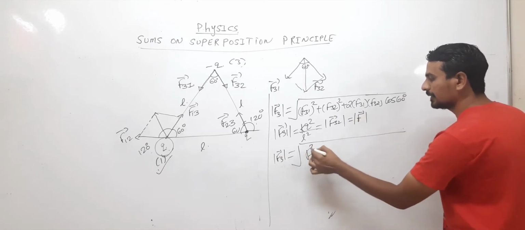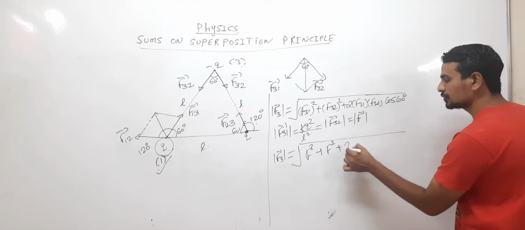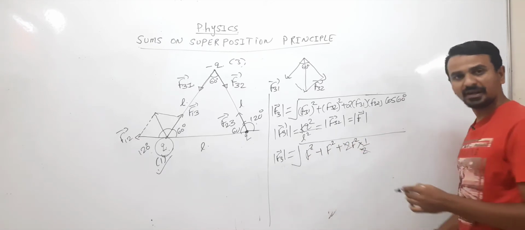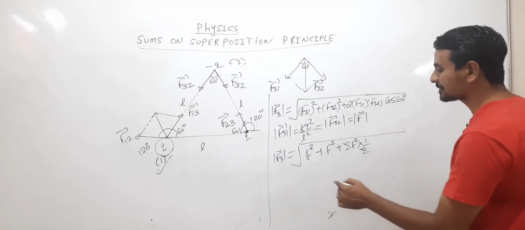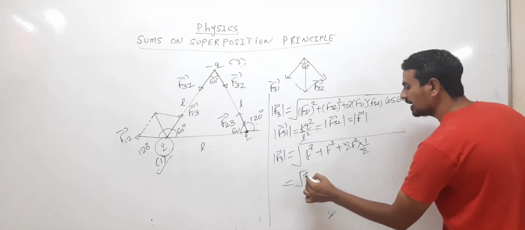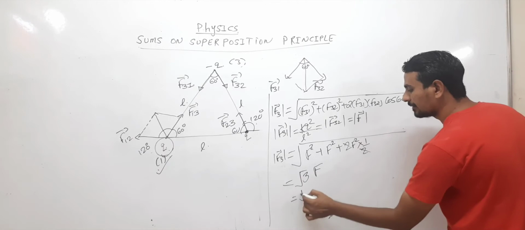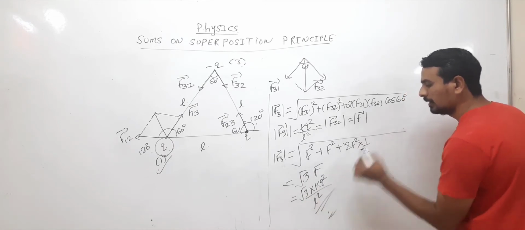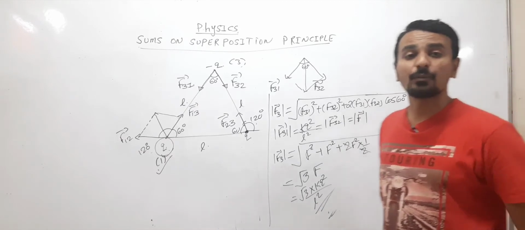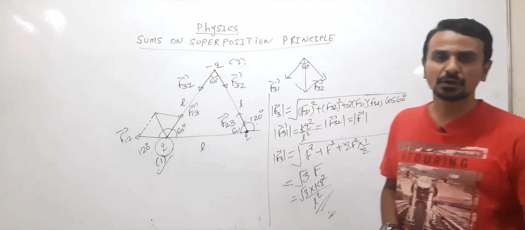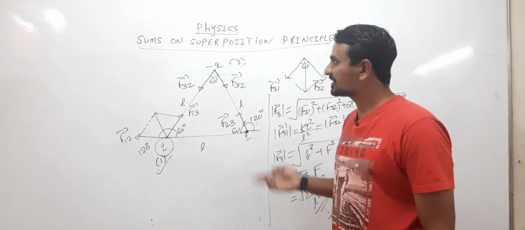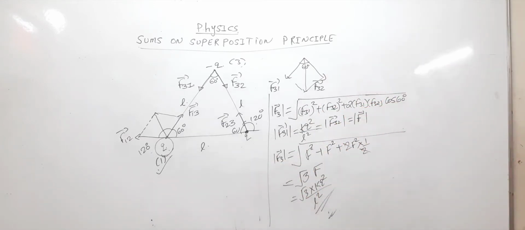So it will be F square plus F square plus 2F square cos 60. What is cos 60? 1 by 2. So it will be root of F square plus F square plus F square. So that is root 3 F. So that is root 3 into KQ square by L square. This is how we will use the superposition principle to calculate the force on each and every charge. Clear? Okay, we will see one more sum based on the superposition principle.